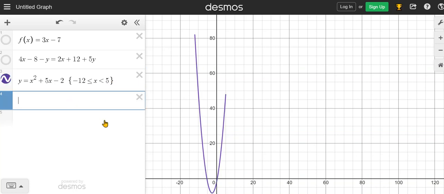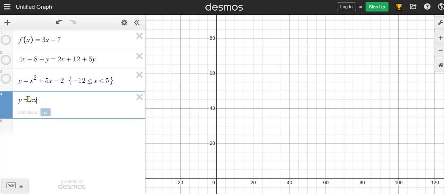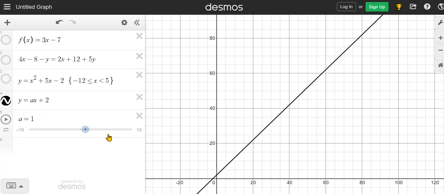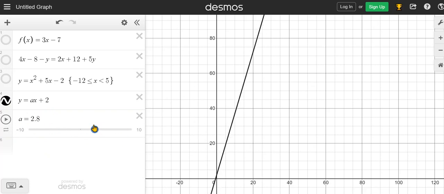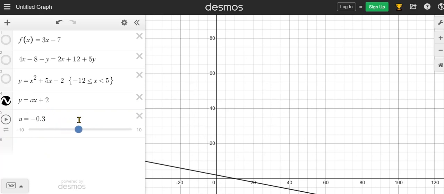One last thing is let's put in some sliders. So I'm going to write in y equals ax plus 2. And it says add slider. So I'm going to click on that. And so what it does is it puts this little scale down here, which is a slider, and we can move this back and forth to whatever we want. Notice how the a value changes. So the a is acting as the coefficient of the x, which we know from linear equations is also the slope.